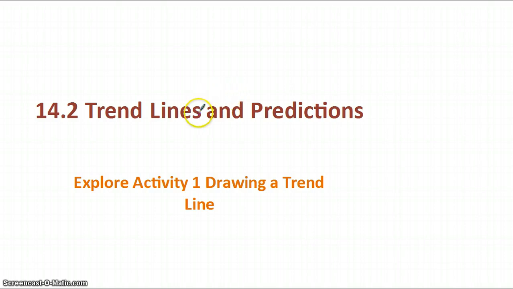So we've already done a little exploration with scatter plots. And we're in unit 6, and now in lesson 14.2, which talks about trend lines and prediction. So our first activity is to draw a trend line. Okay, let's move on to the second slide.